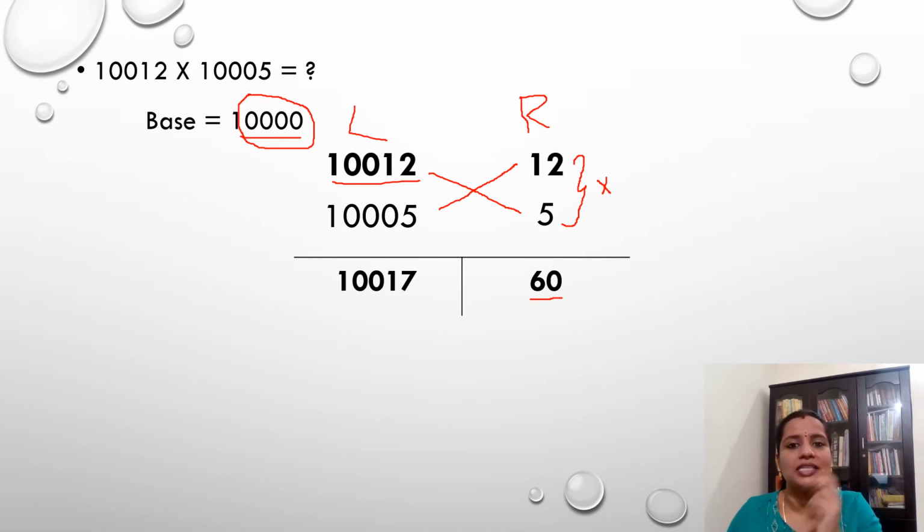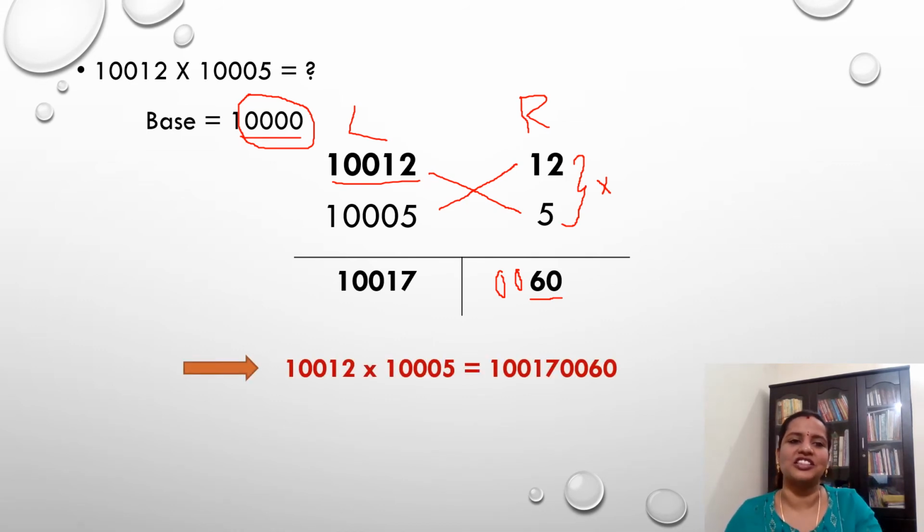What do I have to do next? I have to make the number of digits in the RHS equivalent to the number of zeros in the base. For that, what am I going to do? I am going to add 2 zeros to my number and make it a 4-digit number. Now what will be my answer? I can take down the LHS and RHS directly. So 10,012 into 10,005 gives me 10017 and 0060.